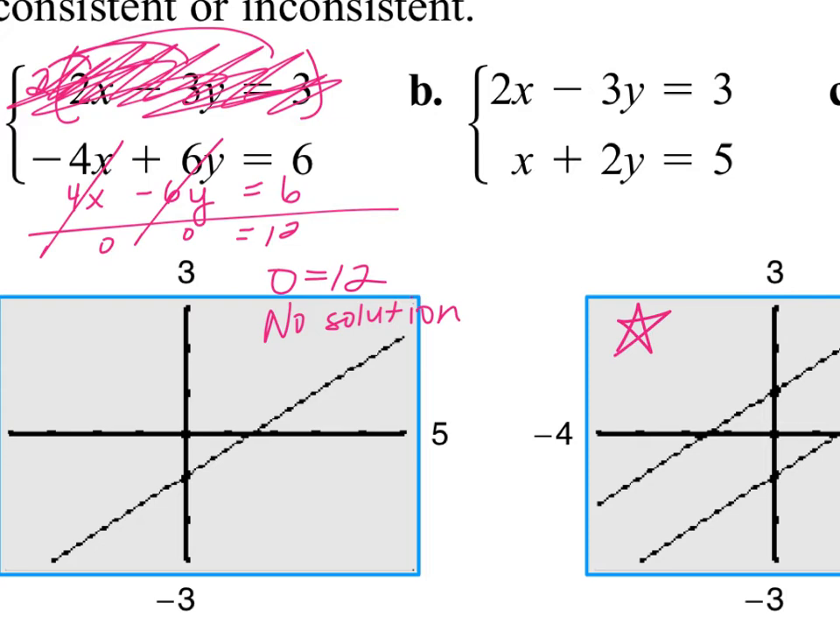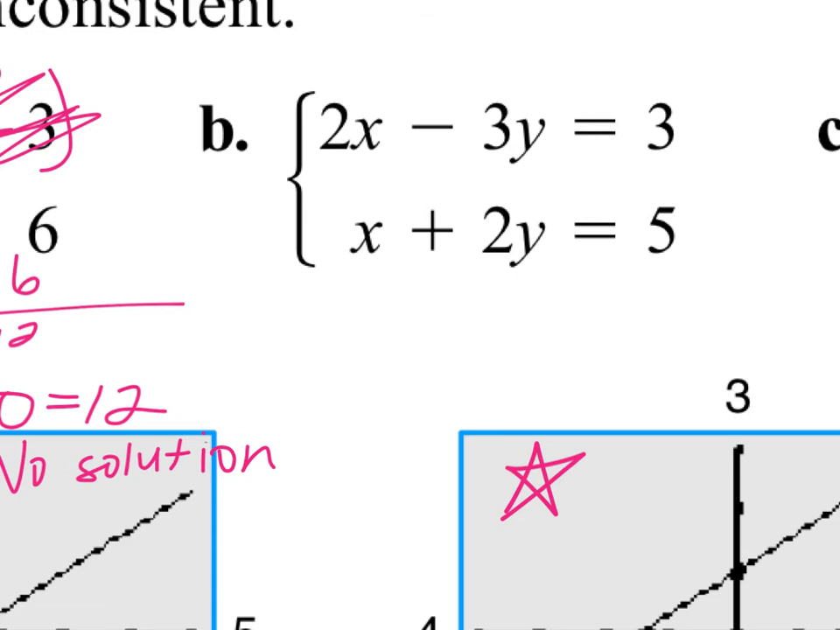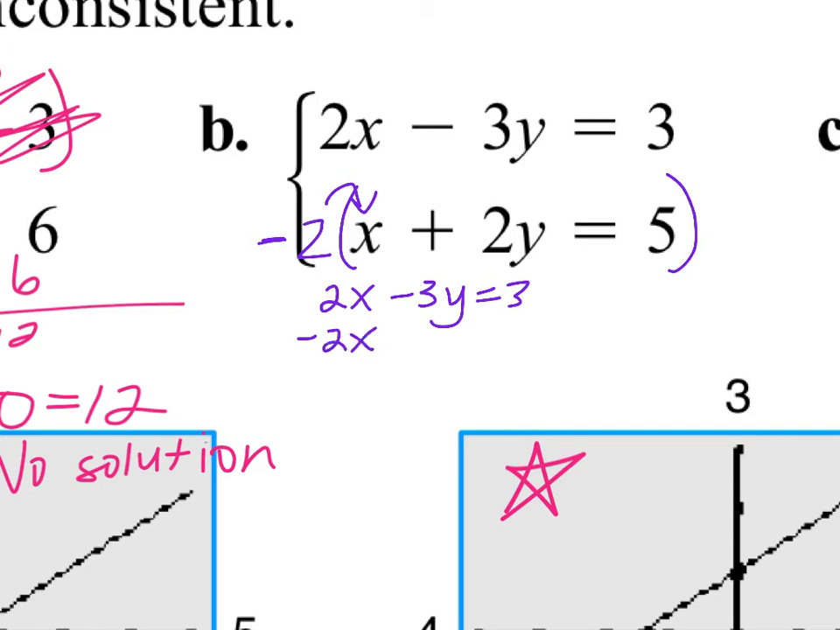All right, let's look at B. What do you want to cross off on B, guys? The x's. Okay, so we're going to multiply the bottom here by negative 2. So I'm going to rewrite. I have 2x minus 3y equals 3, and then underneath it I'm going to have negative 2x minus 2y equals negative 10. Agreed?